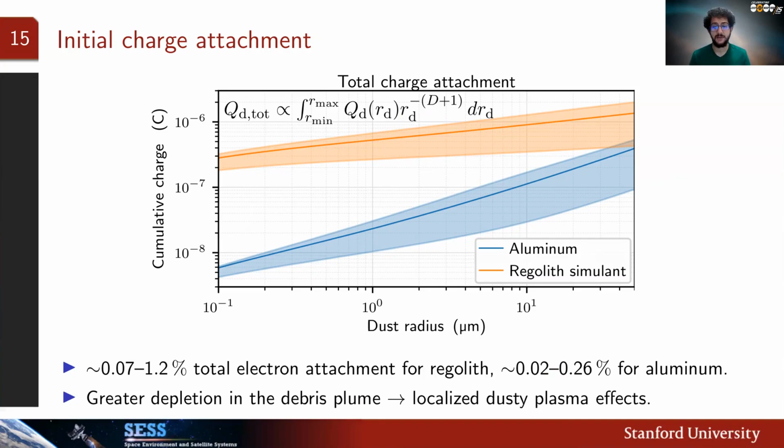However, we have to note that debris are concentrated in a narrow region of space and interact with only a fraction of the impact plasma. So charge depletion will be much greater in the debris plume. And given that a couple percent of charge attachment is enough to have significant effect, this suggests that localized dusty plasma effects are likely in the debris plume.